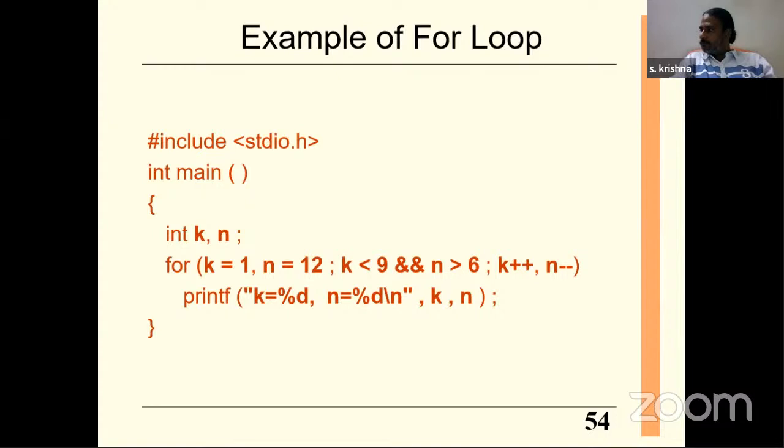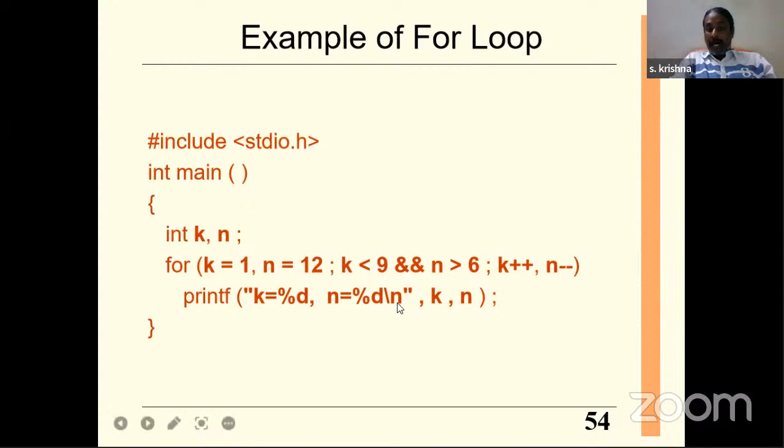So how many values will be printed here? See, first the initial value 1. So 1 is less than 9, right? It is true. This statement is true. Then n is equal to 12, and n is greater than 6. So the values 1 and 12 will be printed.